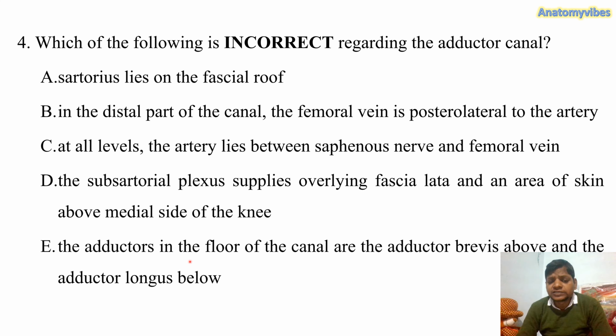The adductors in the floor of the canal are adductor brevis above and adductor longus below. So as we have discussed, in the floor we have only adductor longus and adductor magnus. There is no adductor brevis. So this is incorrect option. Incorrect. Adductor brevis is not here. Moving further.